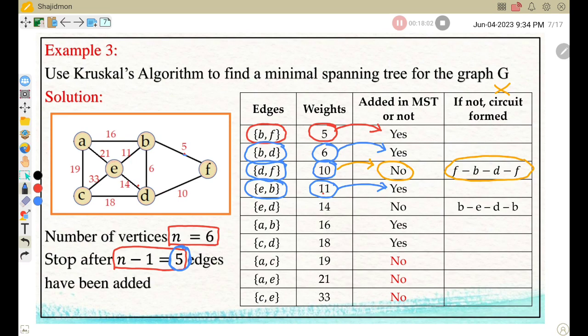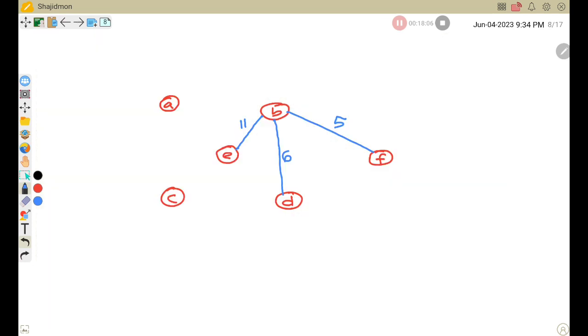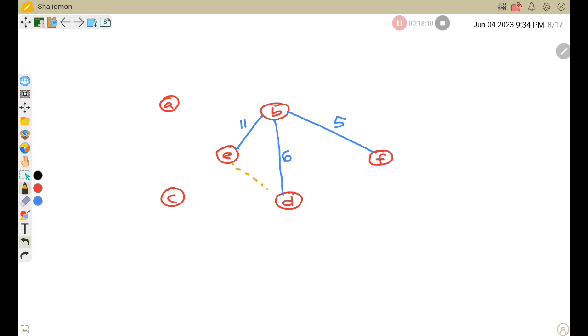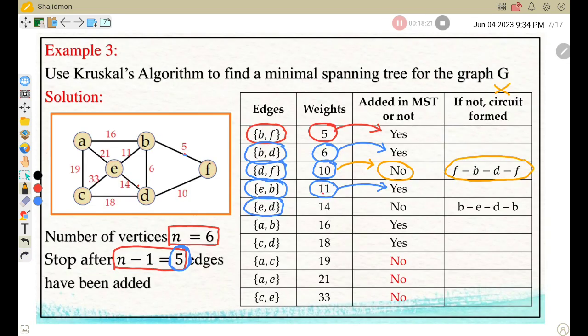Okay. So next one, ED. Can you add ED with 14? ED, if you are adding, what happens? E and D. See, this we cannot add. It will form a circuit again. See, one circuit is forming. So that we cannot add. ED is not possible. It is forming a circuit. So we will go to the next one. So this one is no.